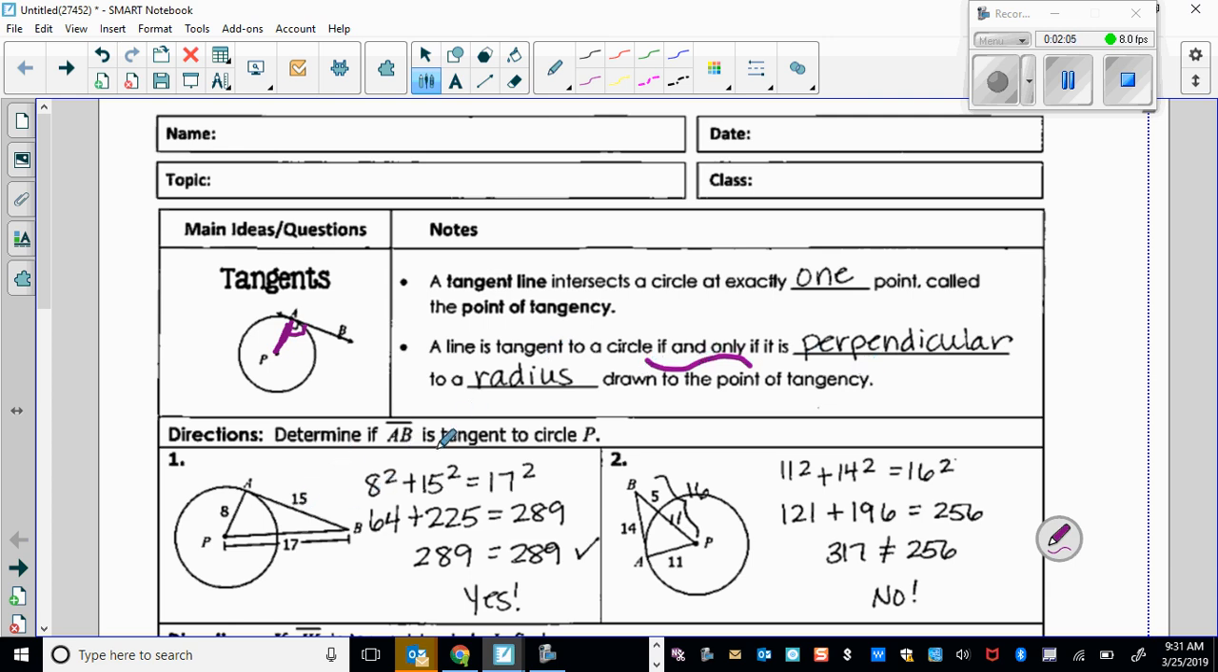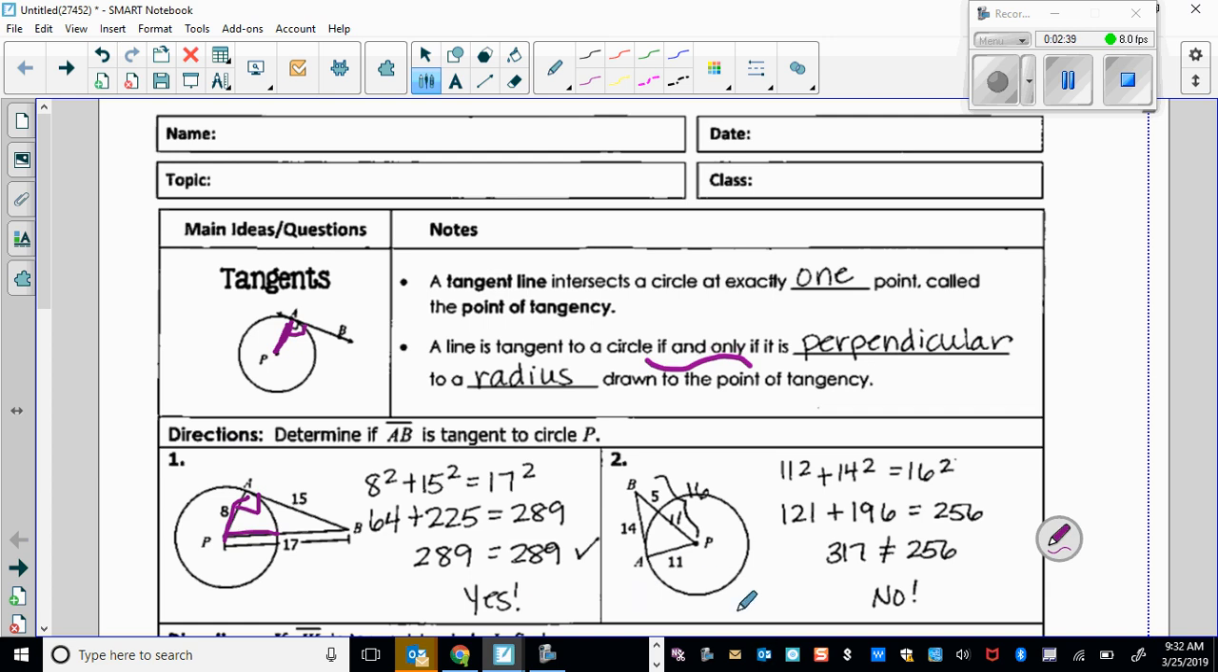Sometimes they will say determine if AB is tangent to circle P. I want to know if this is a 90-degree angle. To check that, you use the Pythagorean theorem: a squared plus b squared equals c squared. The distance from here to here is the radius, so it's 8, and this is 15, but they give you the whole hypotenuse. So we are checking: is 8 squared plus 15 squared equal to 17 squared? When you do it, yes, it does. Because of that, you say yes, AB is a tangent line.